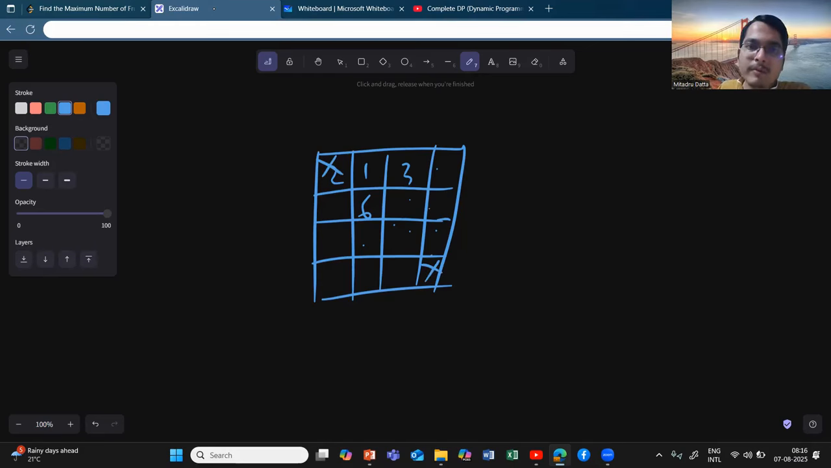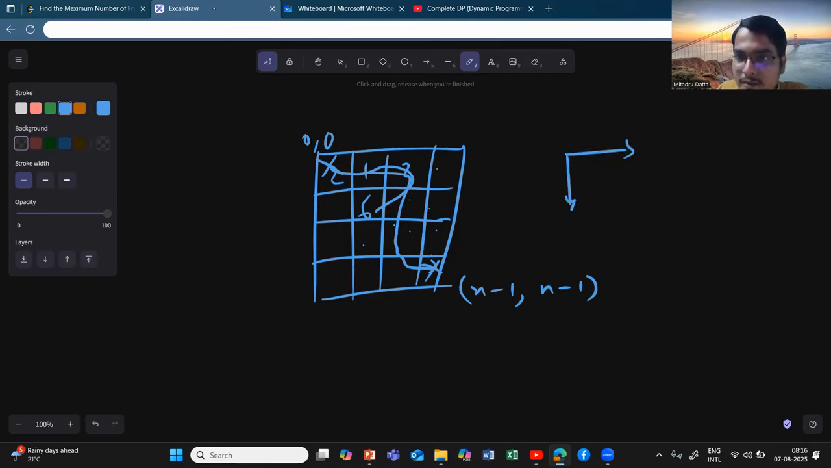So from 0 comma 0 you want to reach n minus 1 comma n minus 1, and you are asked to find the minimum path sum. So what path will you take? You should tell me the minimum value, and you are only allowed to move in this manner. So these are the ways in which you are allowed to move. Whatever be the case, you just look at how you are allowed to move.